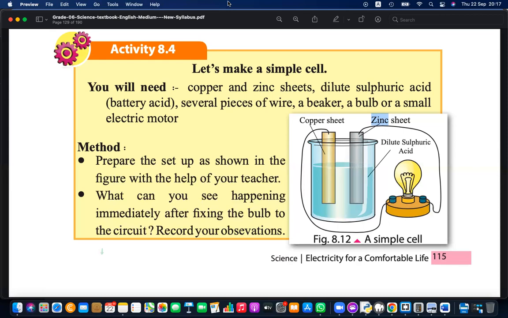Normally, when there are two metals, the metal which is reacting, you have to put metals, no? What happens if you put plastic or something?